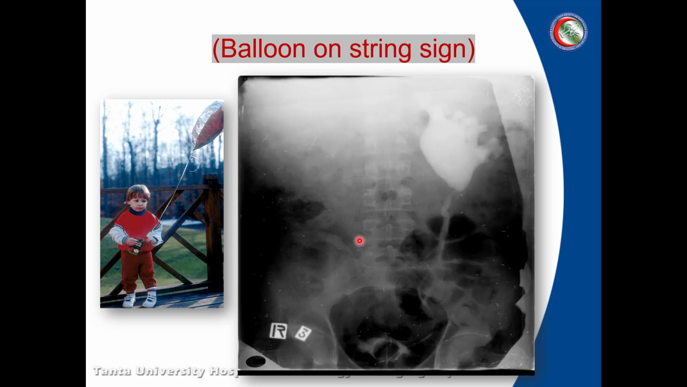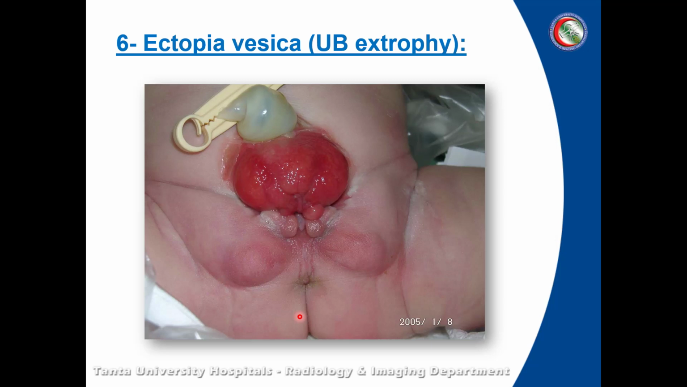Another IVU showing marked hydronephrosis and ballooning of pelvic calyceal system and renal pelvis on the left side with normal caliber ureter. So it's IVU showing balloon on a string sign or congenital PUJ obstruction with left marked hydronephrosis.